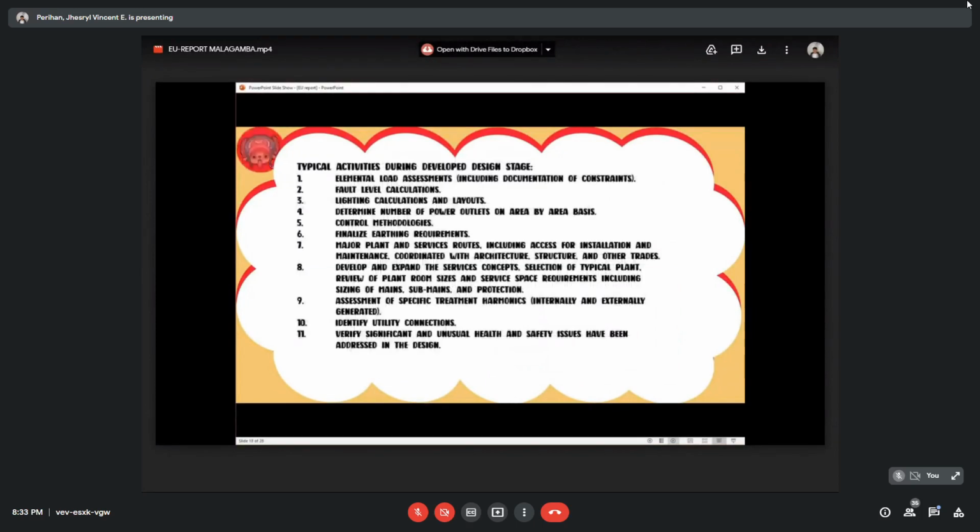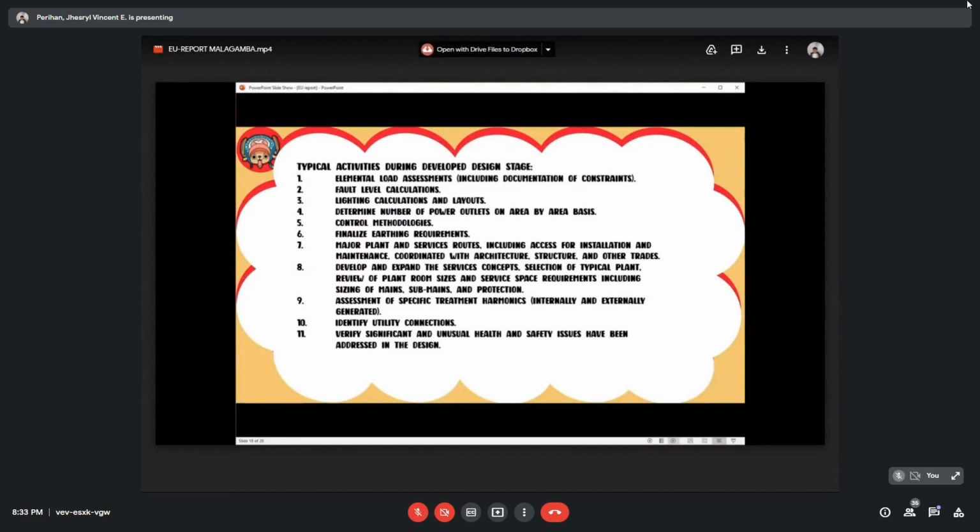So here are the typical activities during the developed design stage. First, elemental load assessments, including the documentation of constraints. Second, we have fault level calculations. And third, lighting calculations and layouts. Fourth, determine number of power outlets on an area by area basis. Fifth, control methodologies. Sixth, finalize earthing requirements.